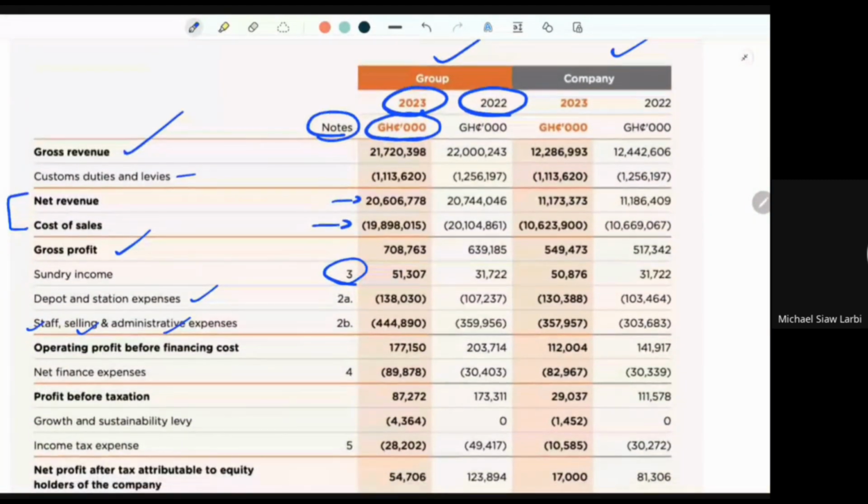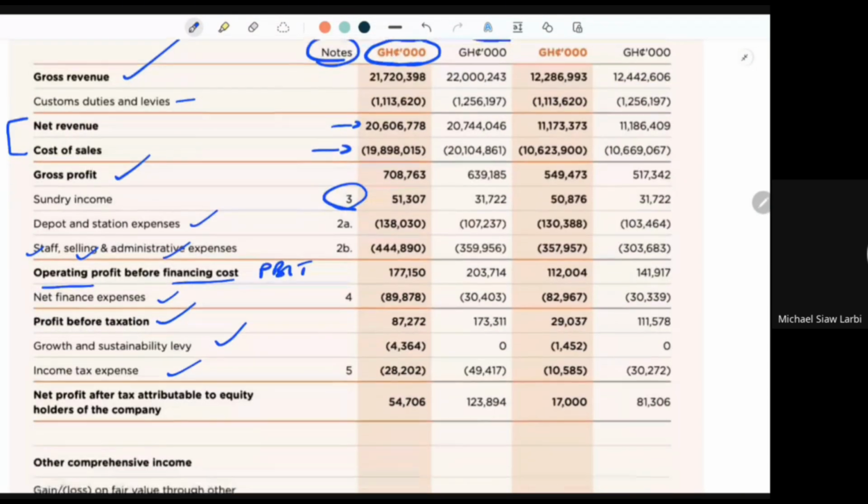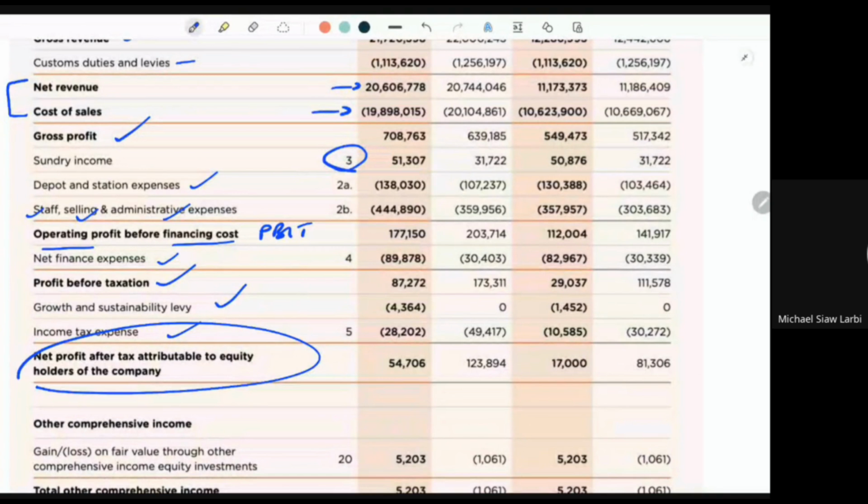Then they had their operating profit before financing cost. Then they took their financing cost. So this is their EBIT, right? The one I called PBIT or EBIT. Then they took their finances out, profit before tax. They are supposed to pay what we call the Growth and Sustainability Levy to the government. So they took that one too out and took their taxes out. Then they had their net profit for their shareholders.